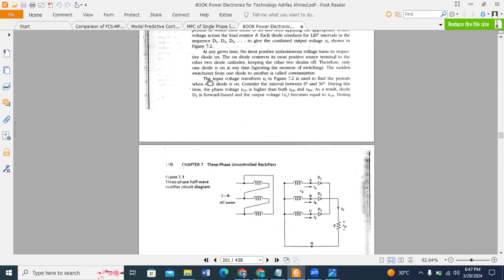Okay, coming towards the input voltage waveform, that would be Vs, the source voltage of the three phase three wire system, provided from this side. We use it to find the period when each diode is on. Consider the interval between 0 to 30 degrees.